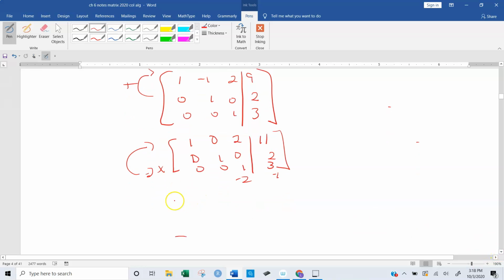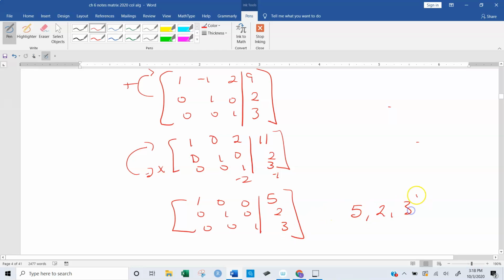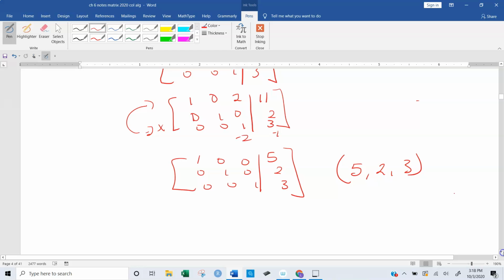We're running out of room. We end up with 1, 0, 0, 5, 0, 1, 0, 2, 0, 0, 1, 3. So our answers are 5, 2, 3. So x is 5, y is 2, z is 3. And that is the point that makes all 3 of those lines, as where all 3 of those lines intersect.